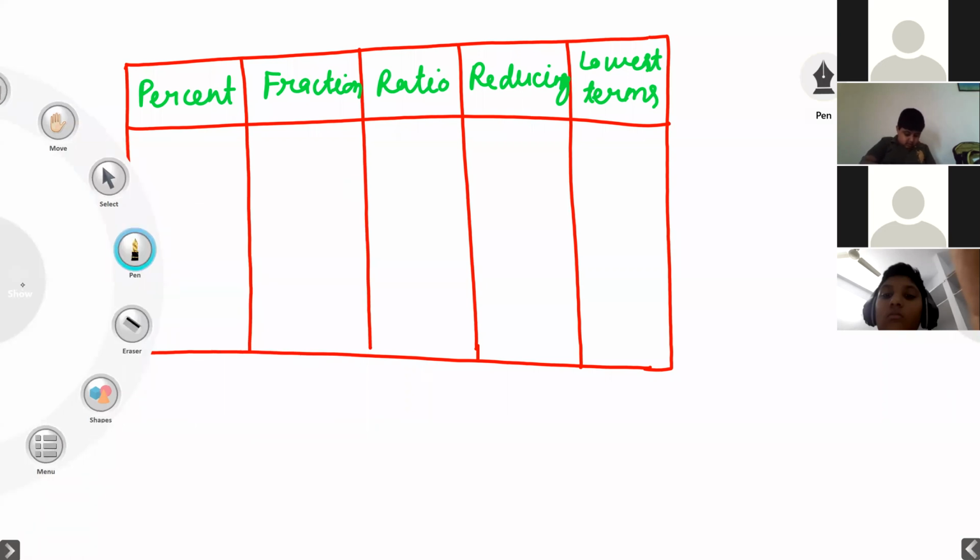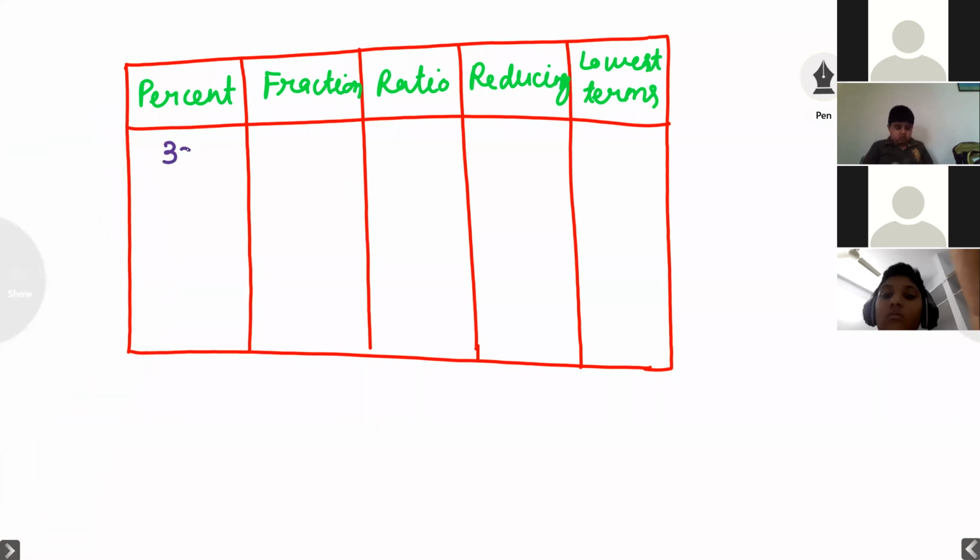I'm writing the first question, 30 percentage. Now I want to write 30 percentage into fraction form. What is the answer? 30 by 100. I want to write it in ratio form. 30 is to 100. I want to reduce 30 by 100. 10 10 cancel. 3 by 10. What is the lowest form? 3 by 10.